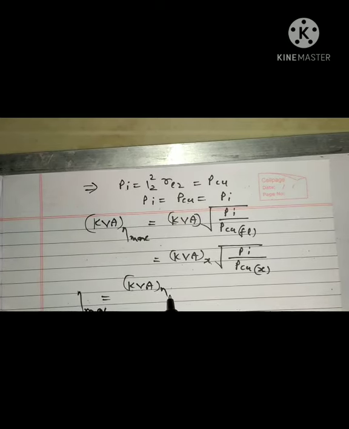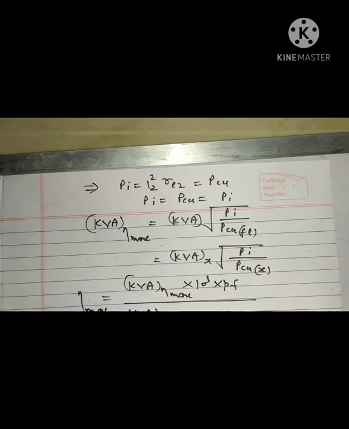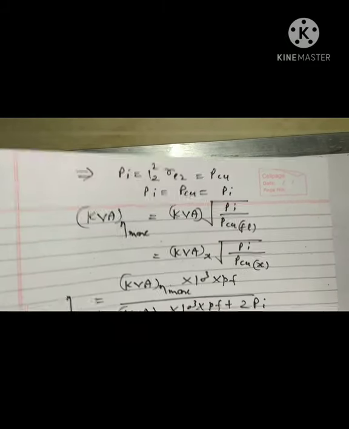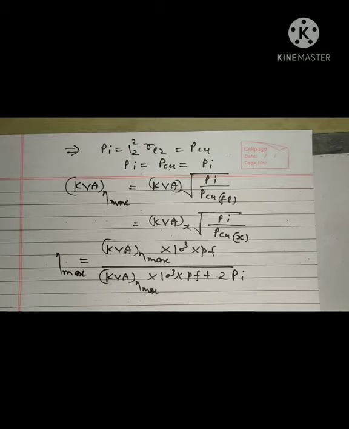Therefore efficiency expression, maximum efficiency will be given by kVA at maximum efficiency into 10 power 3 into power factor divided by kVA eta max 10 power 3 into power factor plus 2 times Pi. So this will be expression for maximum efficiency.